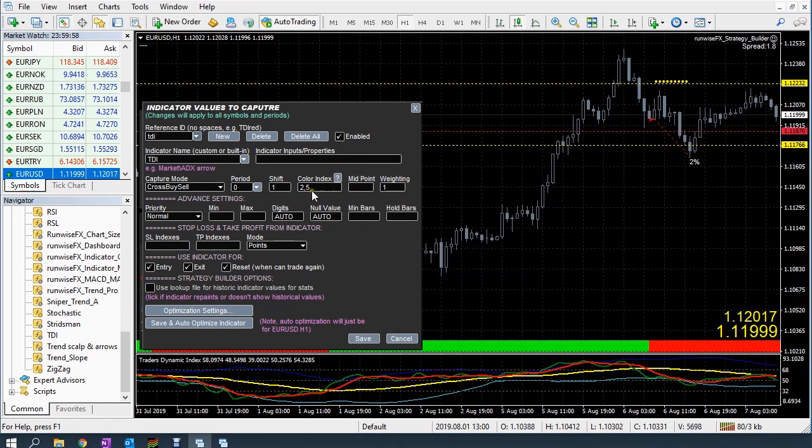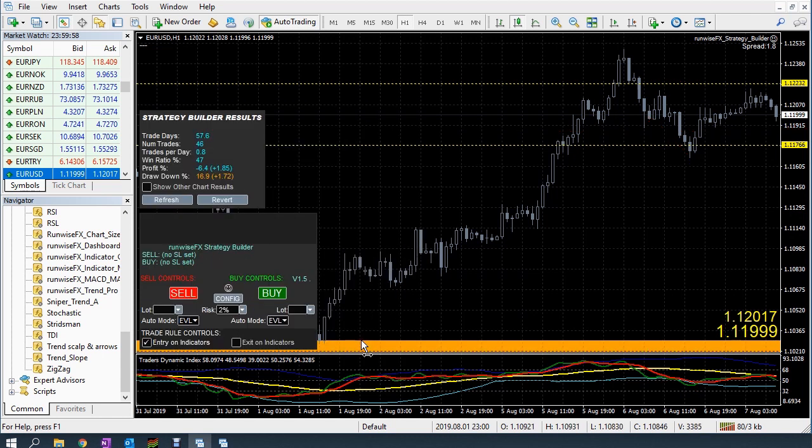So what we do, we put the 1 in, the 3 in, which was the lower blue, and then the one that's doing the cross, which was 4, that green one. So we click save.